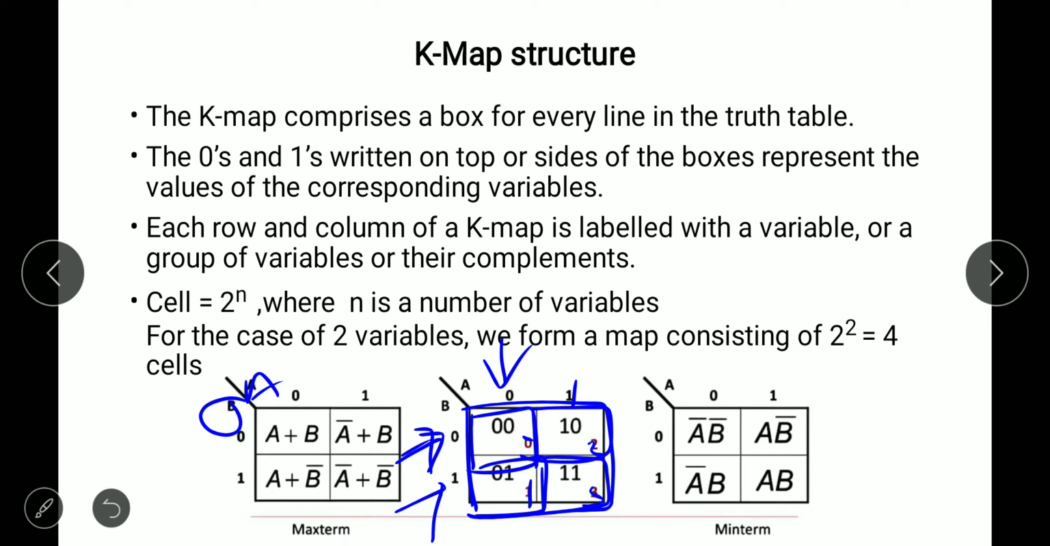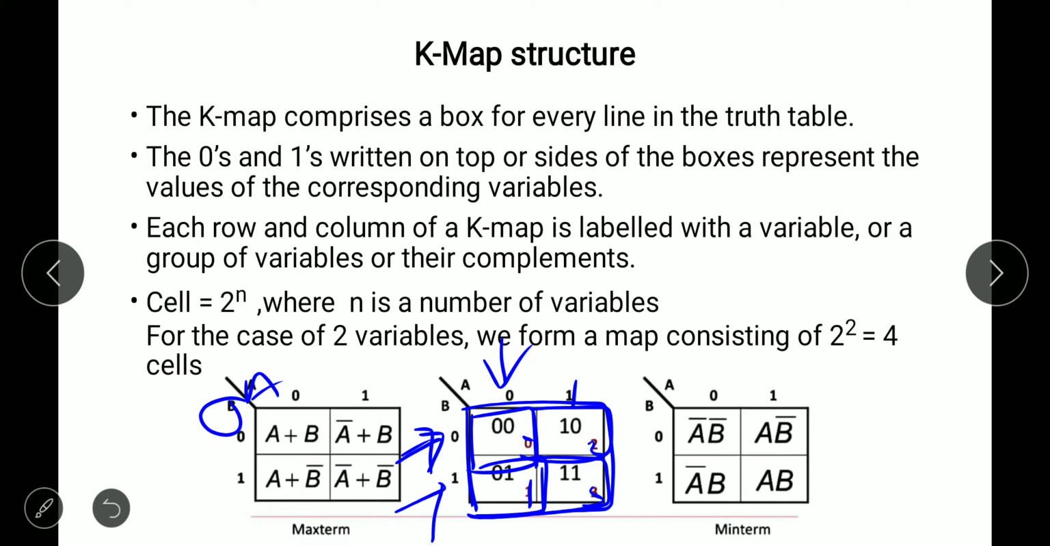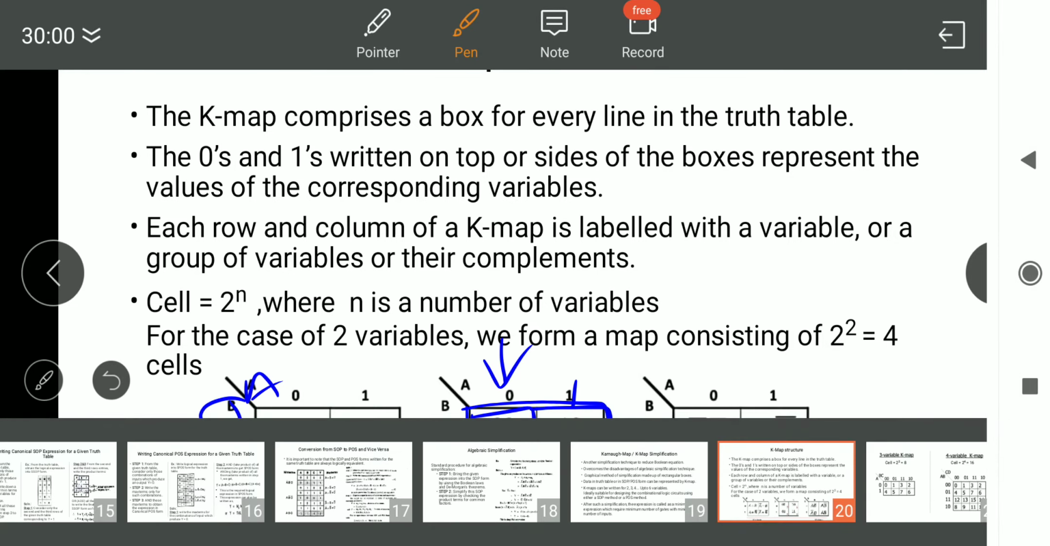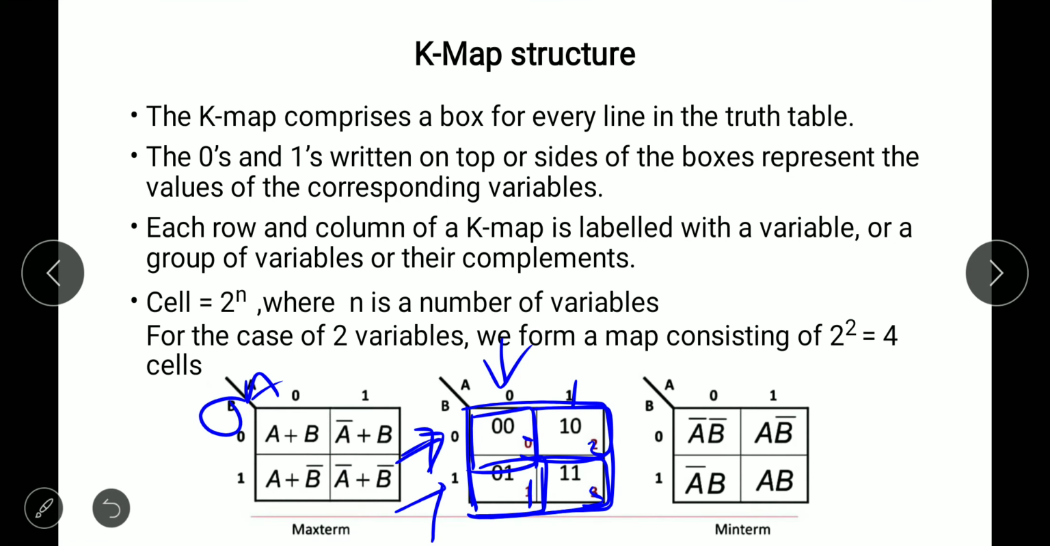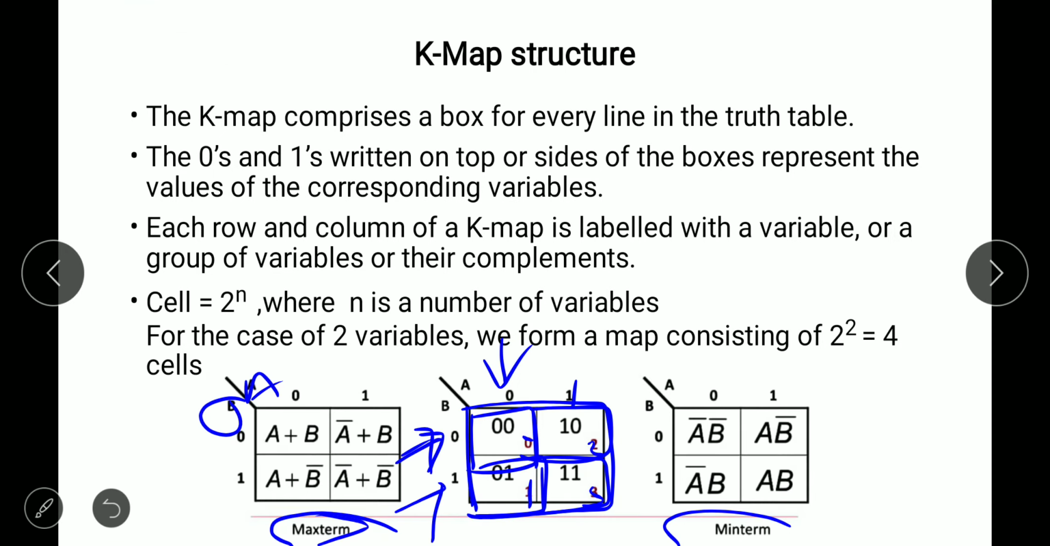Okay, now A bar B bar, this is the POS for max term. At 0 0 it means A plus B, 1 0 means A bar plus B, 0 1 means A plus B bar, and 1 1 means A bar plus B bar for a max term. For a min term, 0 represents bar, that is A bar B bar, then A B bar, then A bar B and A B.